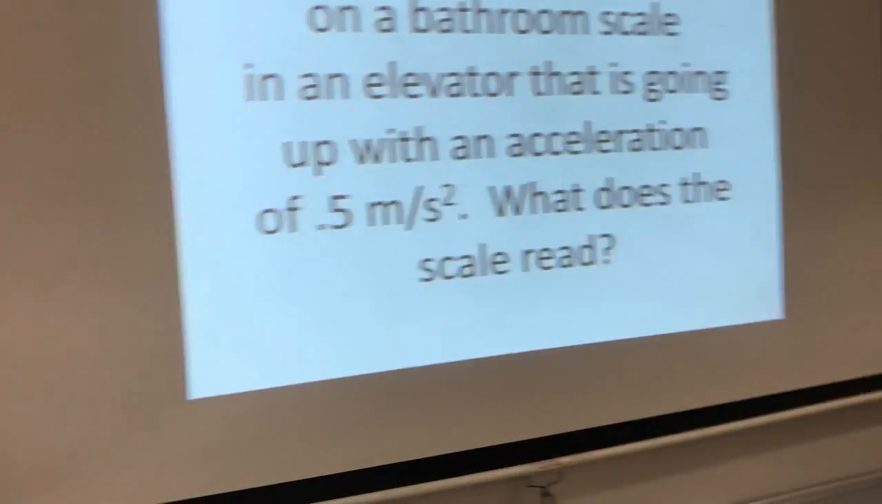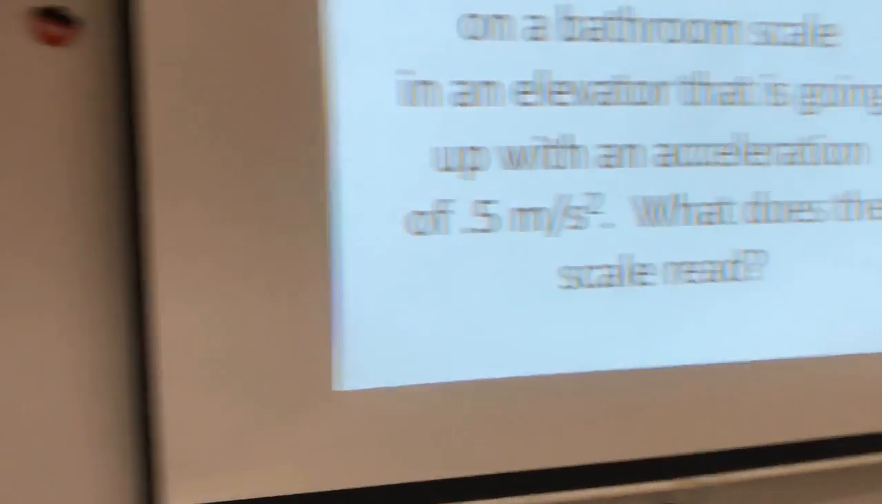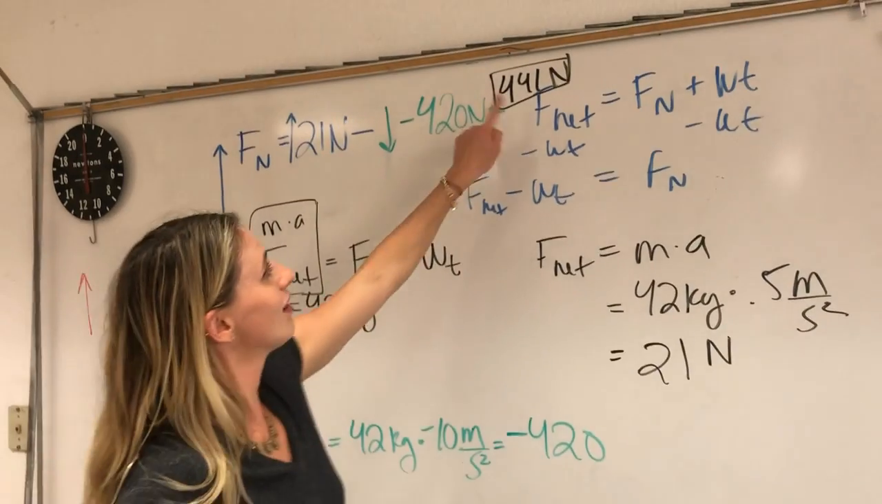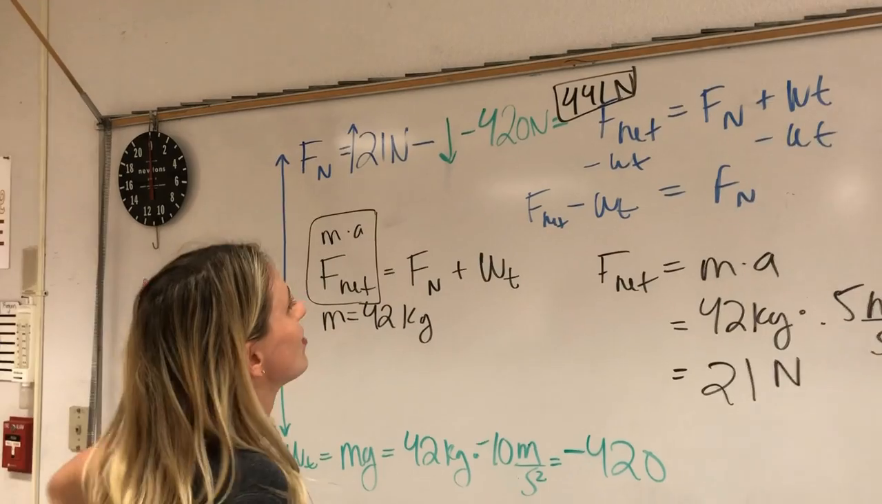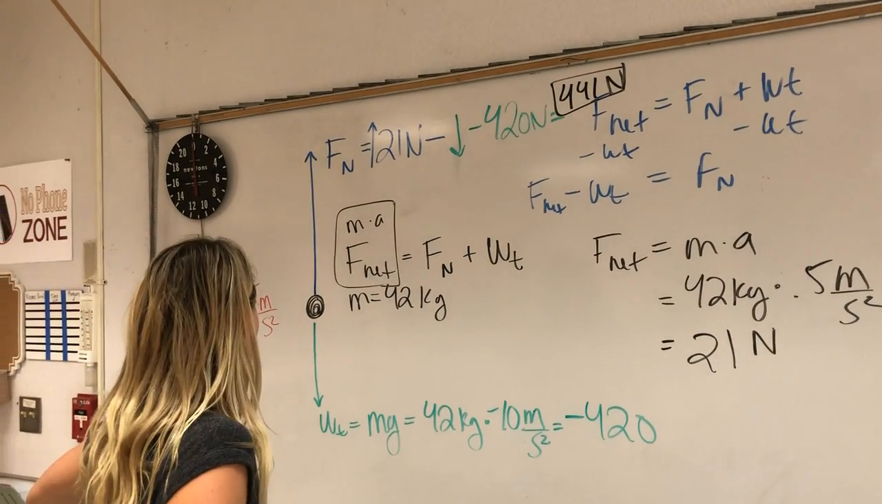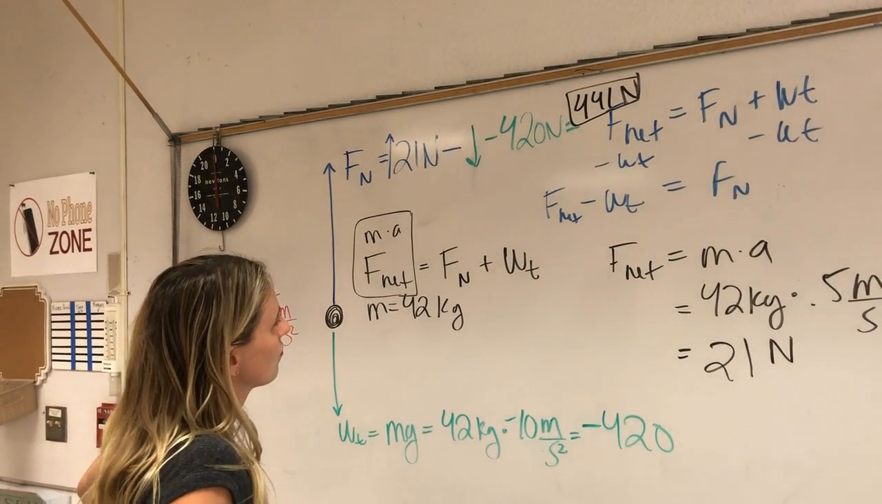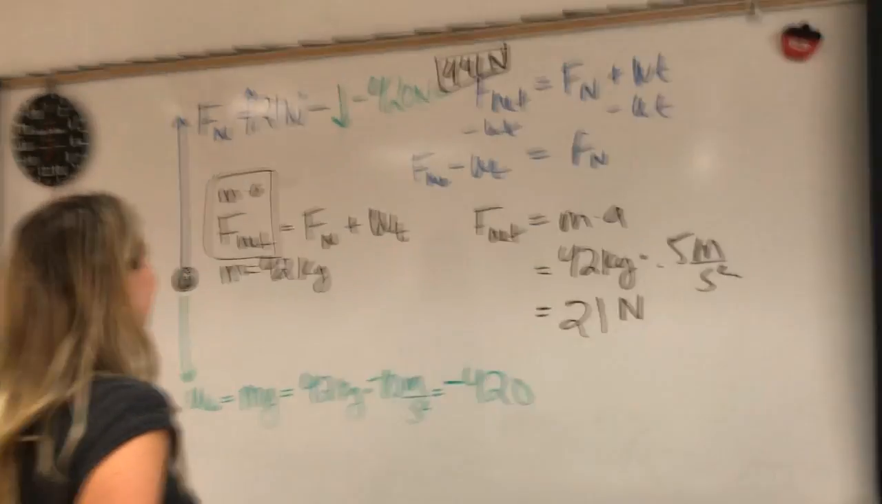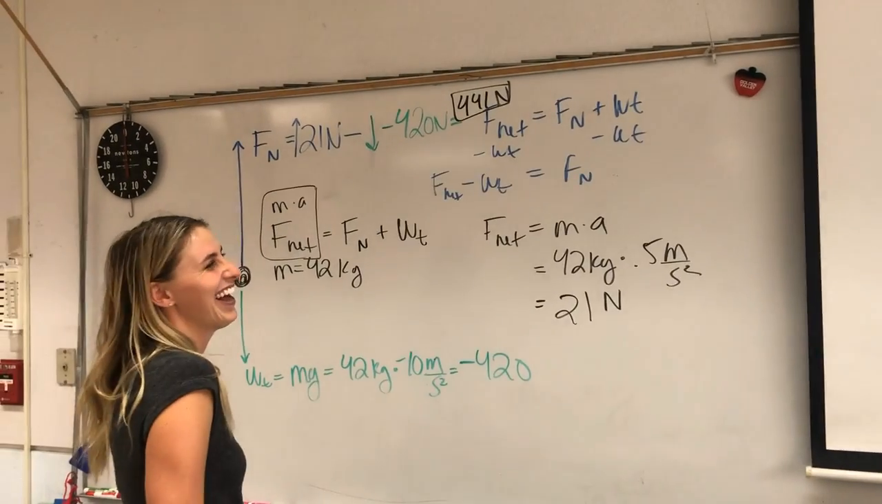Let's draw the arrow. What does the scale read? You got all these numbers. It's the normal force. The scale reads the normal force. And what's another word for it? Starts with letter A. The apparent weight.